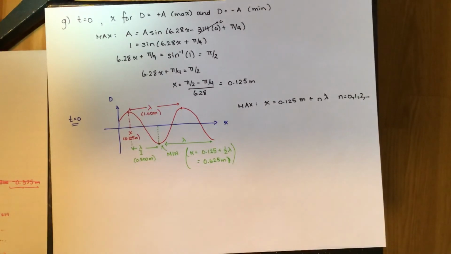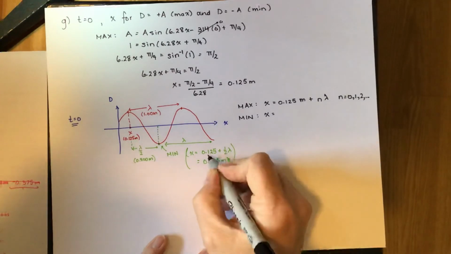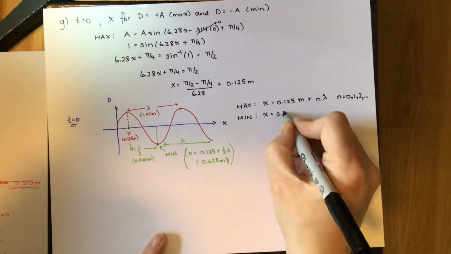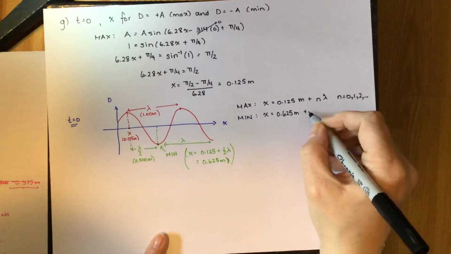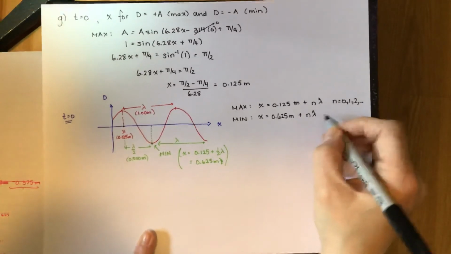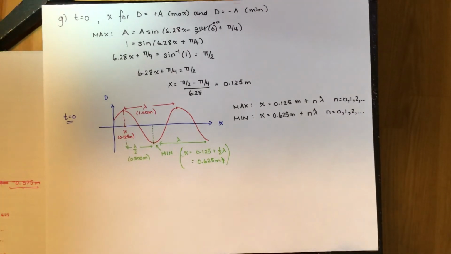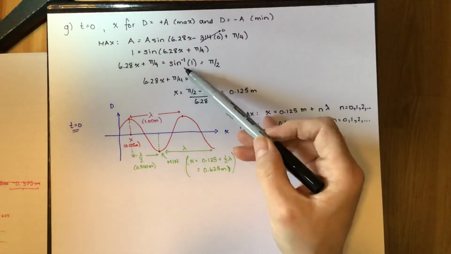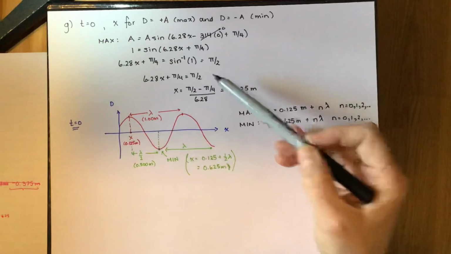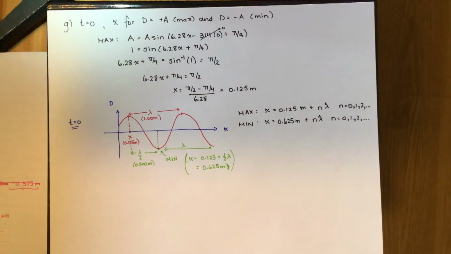So for our minimum values, those values of x start at the first minimum, 0.625 meters. And then we add on integer multiples of the wavelength. So that's how we can find those minimum values. And again, you can do it all mathematically if you want. You can put in your minus a here. You can use the fact that your sine varies. You can put in your different values of sine and solve for it. But sometimes it's more straightforward to look at the graph and see where that takes you.